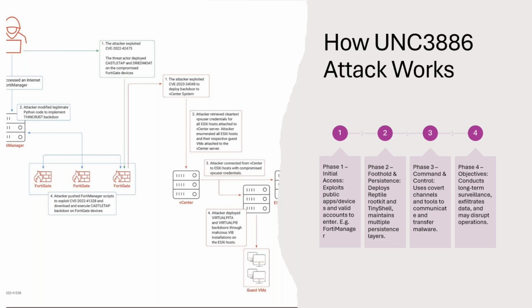And phase 2, they will gain a foothold and plant some persistence in your network. They will deploy some rootkits, a tiny shell or something, then maintain a presence in your network, so they can make use of it and launch attacks in the long run. Phase 3, of course, is to start the attack, command and control. They will use covert channels and command tools to communicate and transfer malware. And phase 4 will be long-term surveillance, extracting some data, or creating some destruction and disrupting your operation.